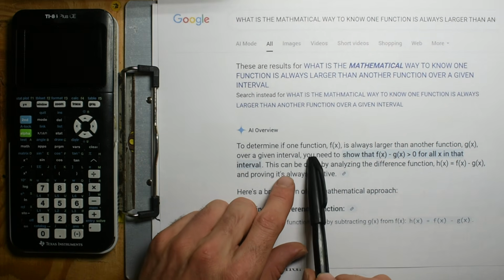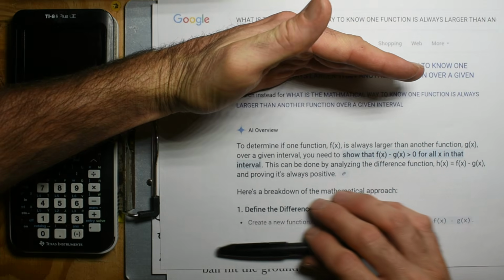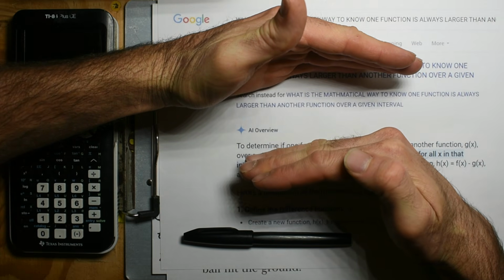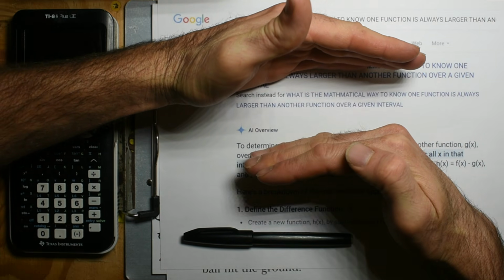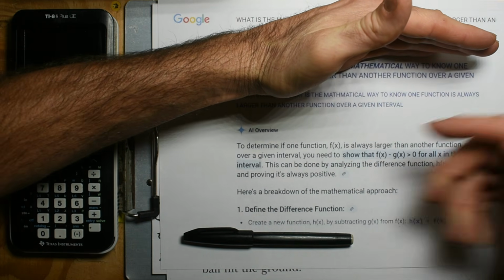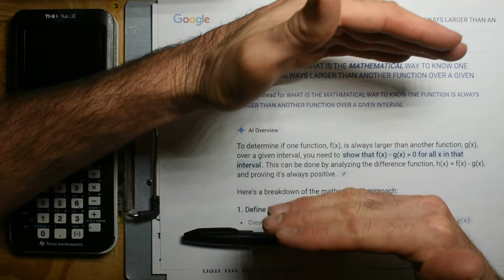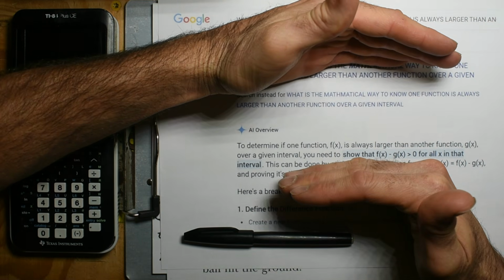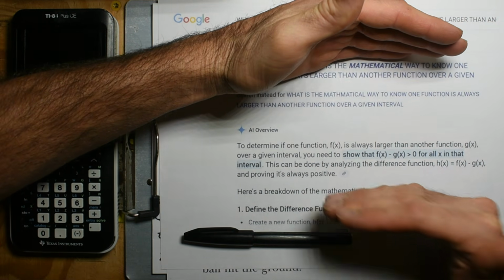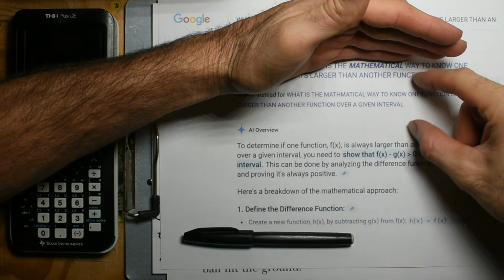And so to determine that, they say, well, you're going to take the difference of the two. If one function's up here and the other function is here, here's the difference. And I need that difference to always be a number greater than 0. If this is the function and this is the function, if I subtract this one from that, I'm going to get that space. And that always has to be a number greater than zero.